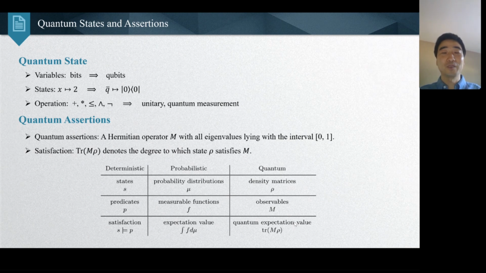So one more question from Jensen. Hello. I wonder where you are with the mechanization of these logics. One of the reasons for the success of Hoare logic is that we now have the tools for mechanizing it, the classical one, I mean. So where are you with mechanizing the proofs?